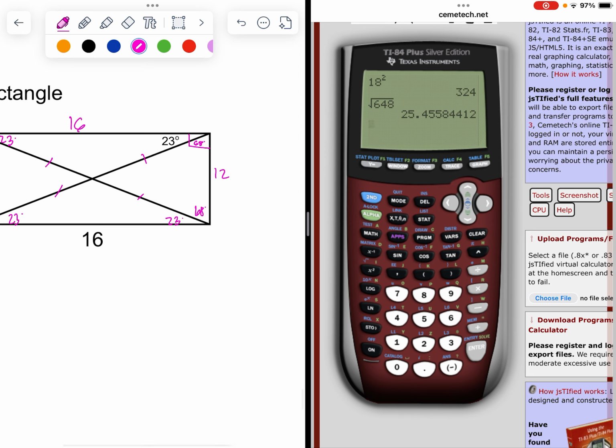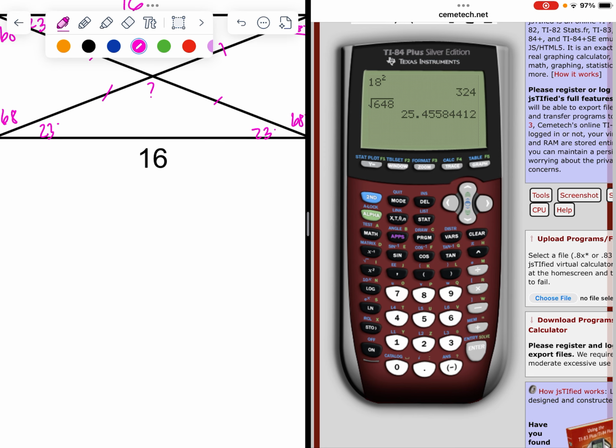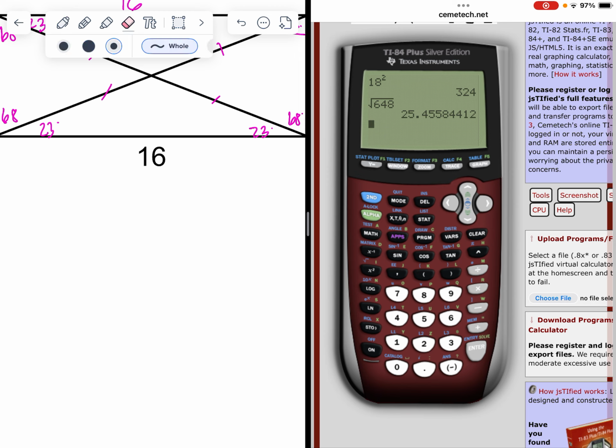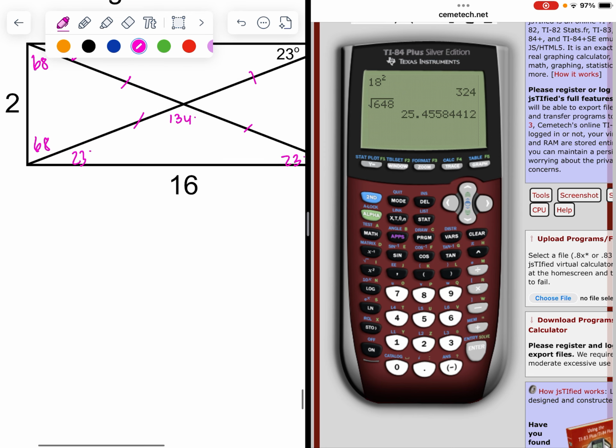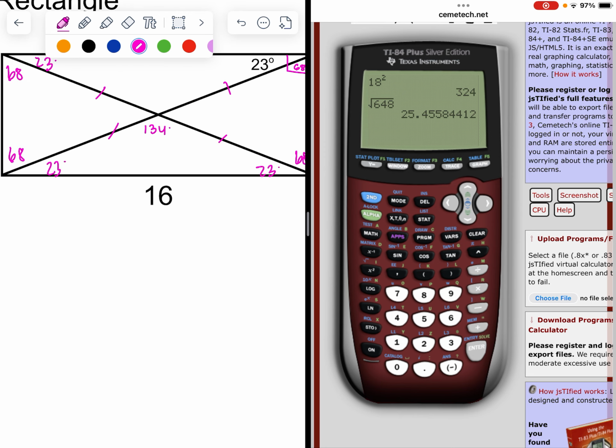Then I can get this missing angle by using the triangle sum theorem. 23 plus 23 is 46. 180 minus 46 is 134. And then this is 134 because vertical angles are congruent. And then 180 minus 134 is 46 degrees. Vertical angles are congruent, 46 degrees.